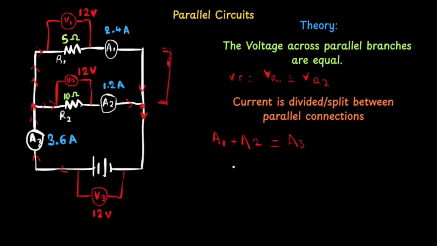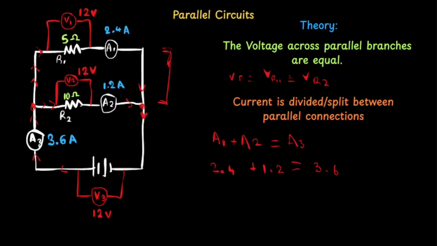Let's investigate it a bit more so you can grasp it more clearly. 2.4 amperes is the current I have running through the first branch. When I add that to the current running through the second branch, which is 1.2 amperes, I would get 3.6 amperes. In this way, current is conserved through the circuit.